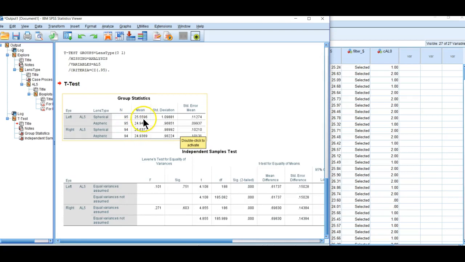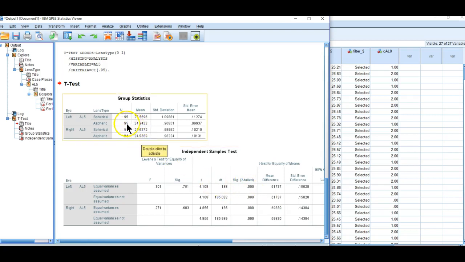So we have our means, 25.5, 24.9. And so in both cases, aspheric was shorter. We tested for equal variance. They're equal. 0.751 is the p-value. The t is 4.1. That means it's 4.1 standard errors away from the null hypothesis with a p of less than 0.001. Degrees of freedom are 188.